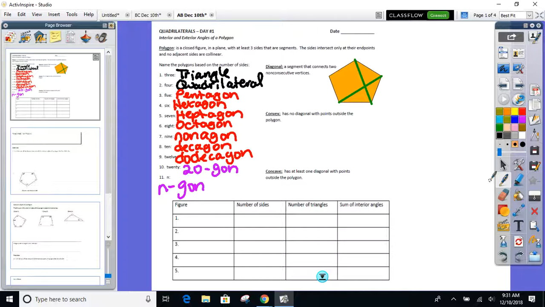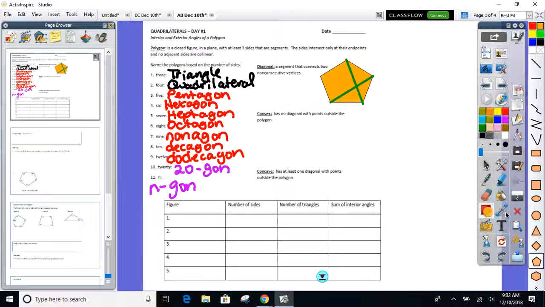What do you call them if you connect two consecutive vertices? That's a side. Two non-consecutive vertices, the diagonal. All good? Draw yourself another pentagon. There's two types of polygons. One's called convex, which you guys have probably dealt with your entire math career. Ones that look like this, where every diagonal can be drawn inside. Any diagonal I draw will be inside that pentagon.